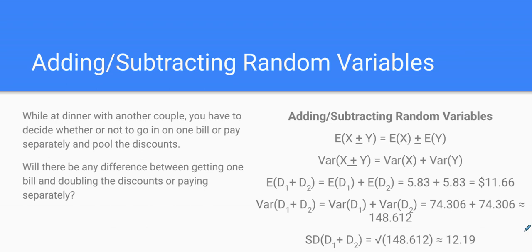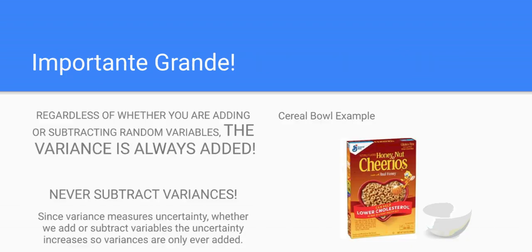Right? So we're always adding variances, always, and here's why. It's called the cereal box example, right? Variance is a measure of uncertainty, so regardless of whether we're adding or subtracting, we're never subtracting uncertainty. We're never being more certain. So here's our example, right?